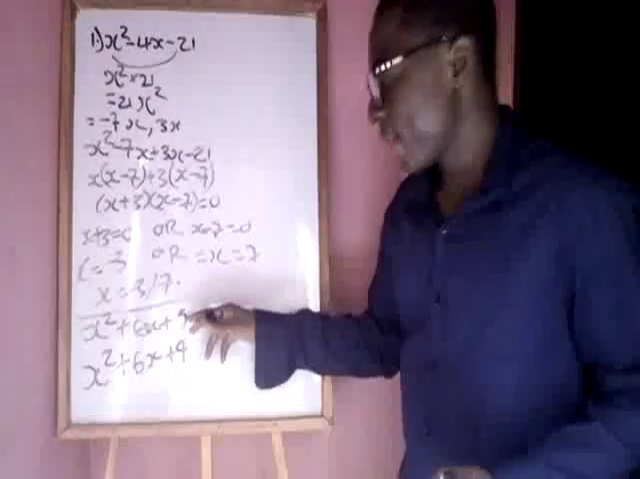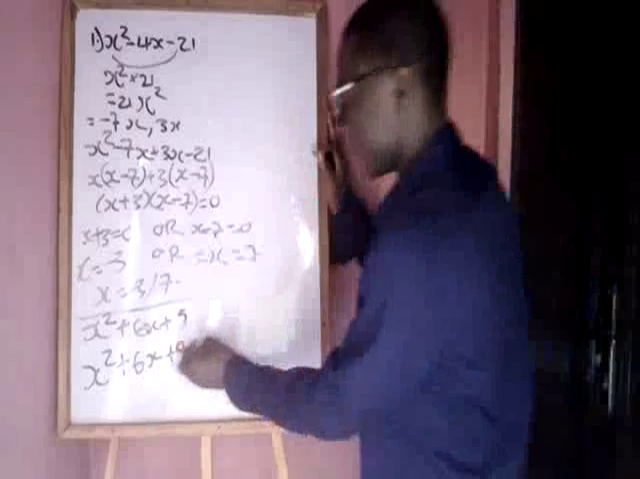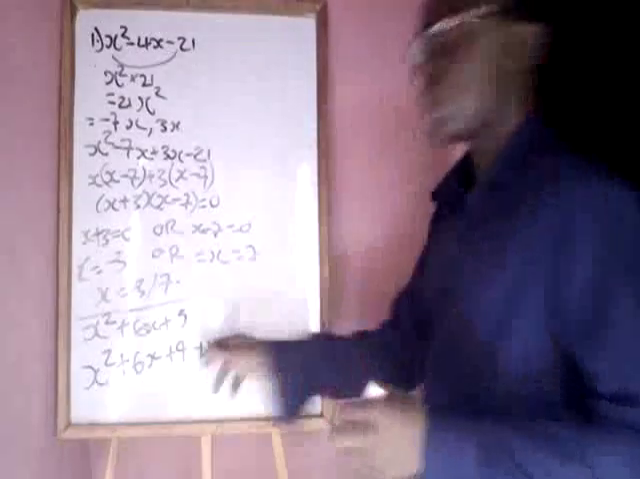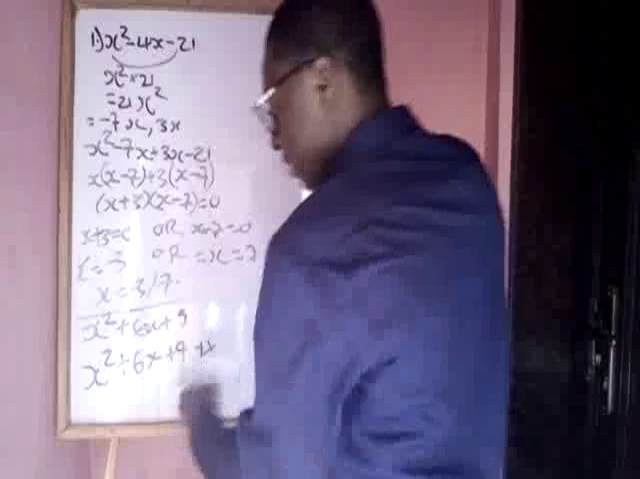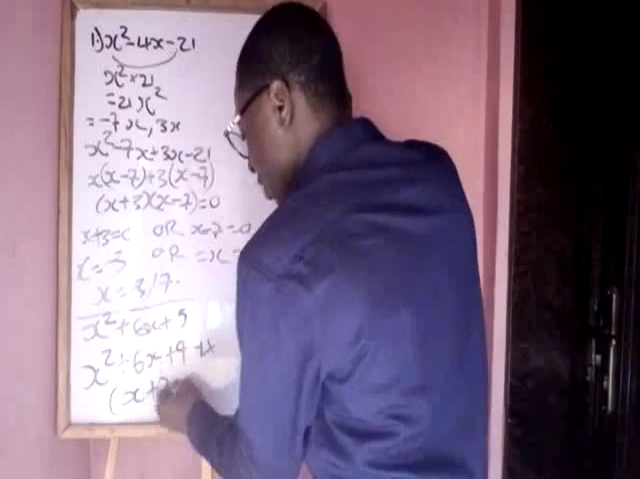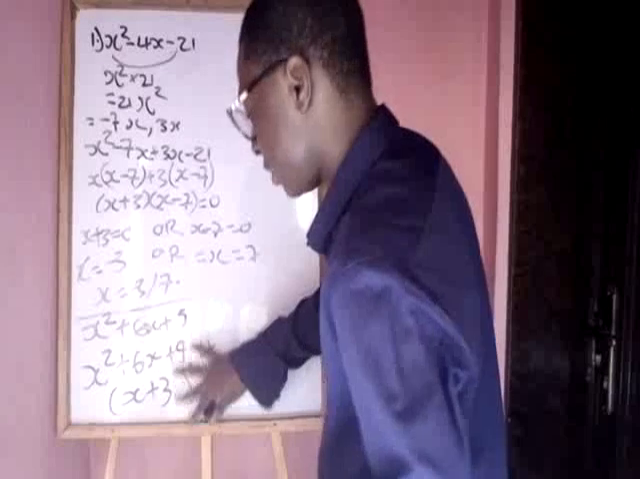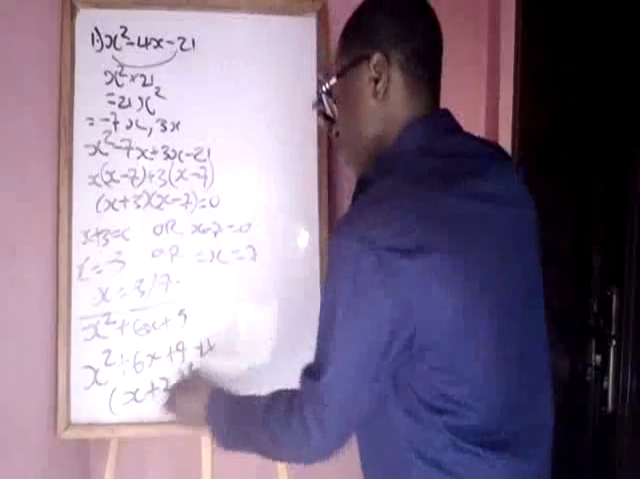But when we transform from here to here, if we want to bring it back, we need to subtract 4. Right? So that is basically what we do. And then we've converted this one to a square. That's simply x plus 3, which is half the middle term, squared. So we just have x plus 3 squared minus 4.